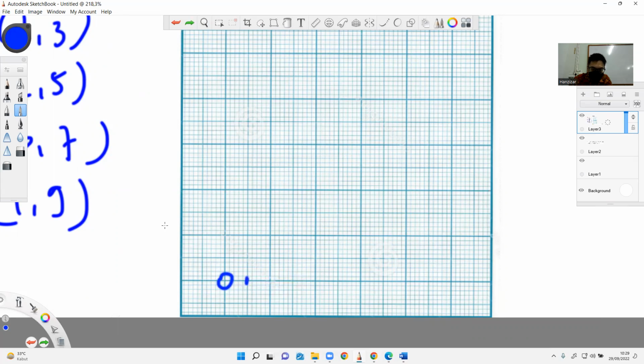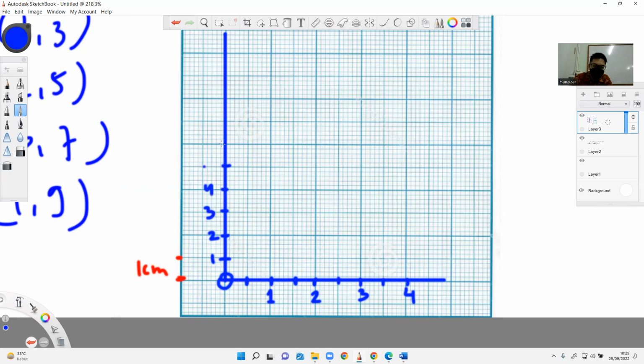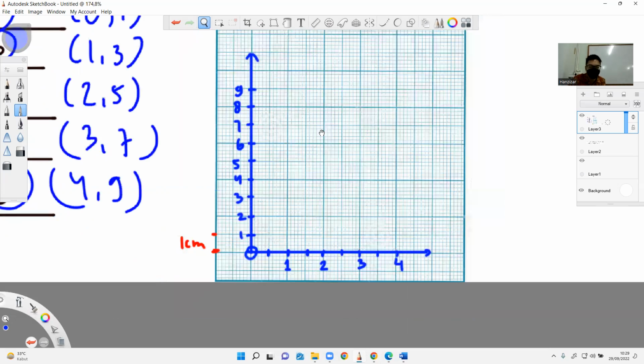Let's say this is 1 cm. Okay, I will make the other scale. Right, this is 1 cm. Let's say each of these is 1 cm. And then 1, 2. Right, 2 cm is 1 unit. 2, 3, 4. And then going up, 1 cm represents 1 unit for the y-axis. 1, 2, 3, 4, 5, 6, 7, 8, 9, and so on. Get the idea, guys? 2 cm, 1 unit for the x-axis, and 1 cm, 1 unit for the y-axis.